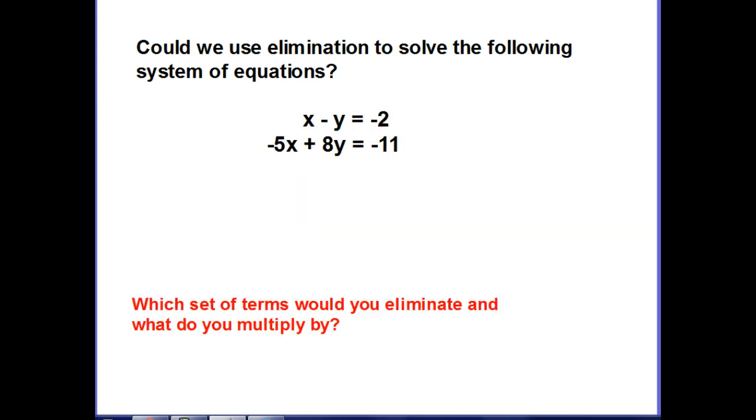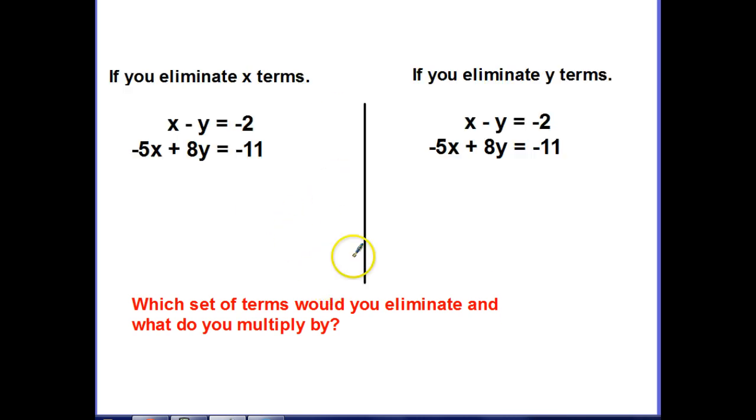So can we use elimination to solve the following system of equations? We have an x minus y equals negative 2. Which set of terms would you eliminate, and what would you multiply by in the top? And we'll use the top equation. So what would you multiply the top equation by to eliminate the x terms? What would you multiply the equation by to eliminate the y terms, if that's what you choose to do? Well, let's quickly do both side by side.